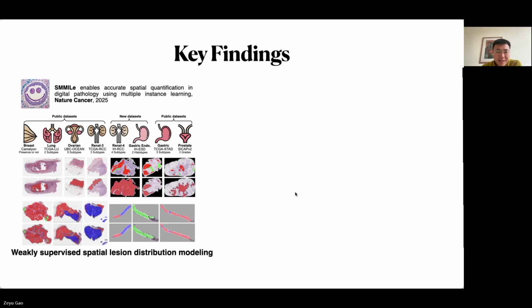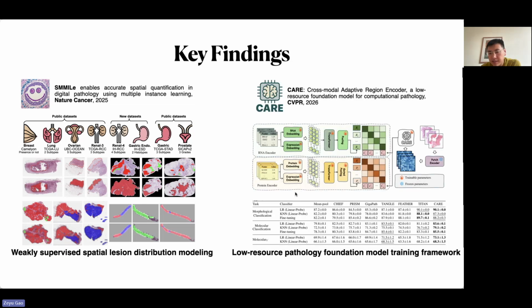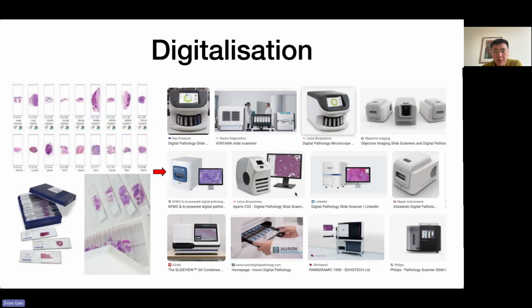So back to the main topic today. I'm going to talk about two papers. The first paper is about SMMILe that we published last year. It's mainly a weakly supervised spatial lesion distribution modeling method. And the other is about the foundation model. We're going to start from the first work.